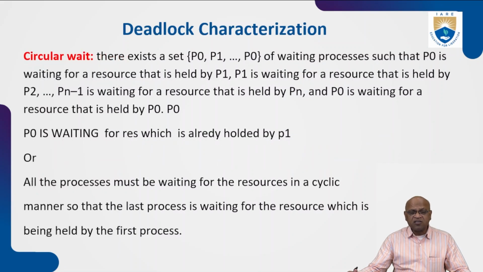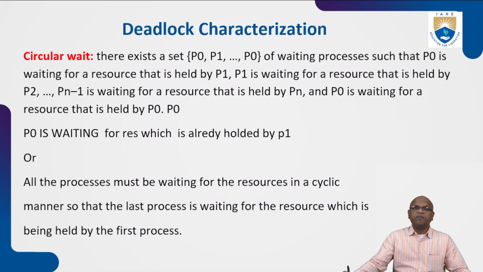Circular wait, which we already discussed: there exists a set of waiting processes P0, P1, P2, and so on, such that P0 is waiting for a resource held by P1, P1 is waiting for a resource held by P2, and so on. Pn minus 1 is waiting for a resource held by Pn, and Pn is waiting for a resource held by P0.